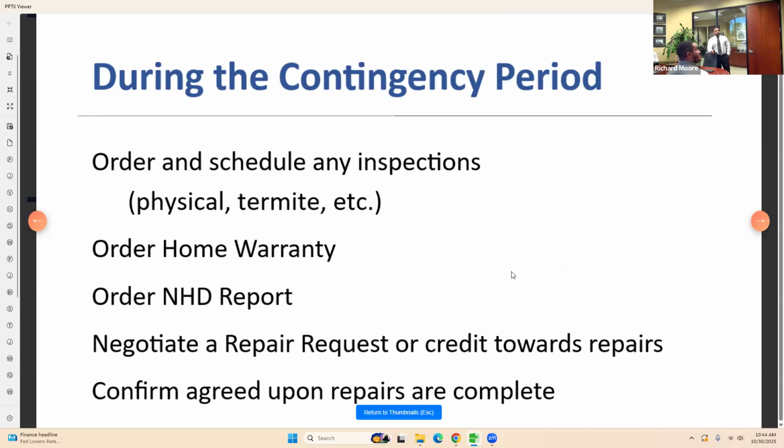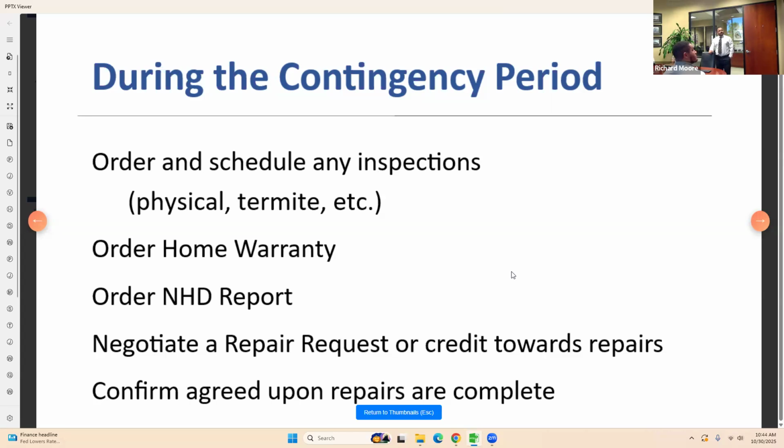So during the contingency period, remember, 17 days contingency period. And then I'll show you guys on the chart. I love that chart. You guys know I love that chart. So during that period, you're gonna order a physical inspection of the property, and then maybe the seller's gonna order termite, but that's all gonna happen within the 17 days. You're gonna order a home warranty, or maybe escrow can order the home warranty. But it'd be good if you ordered it. And typically you're gonna ask the seller to pay for the home warranty. But again, you're gonna order it, not the seller.